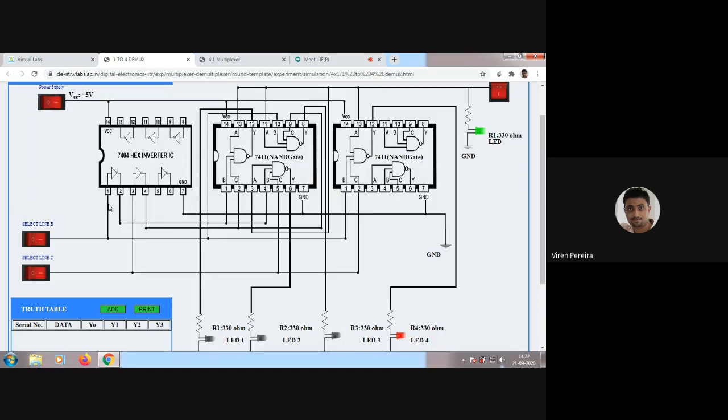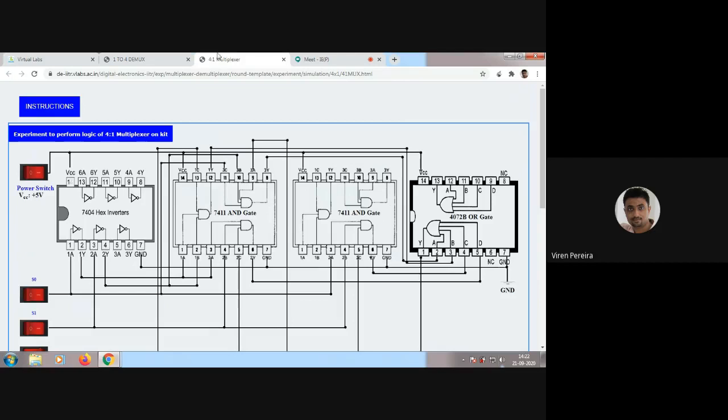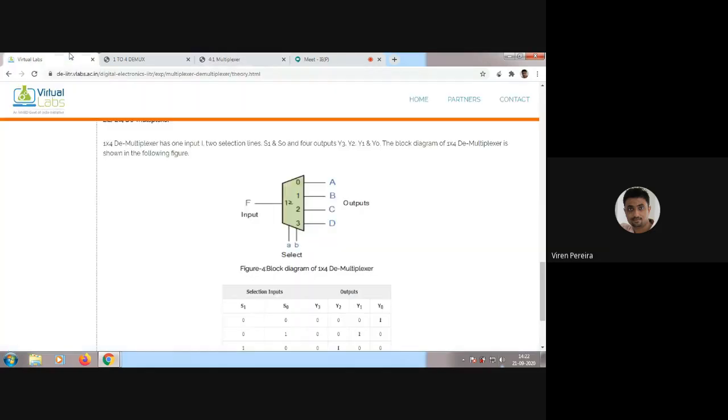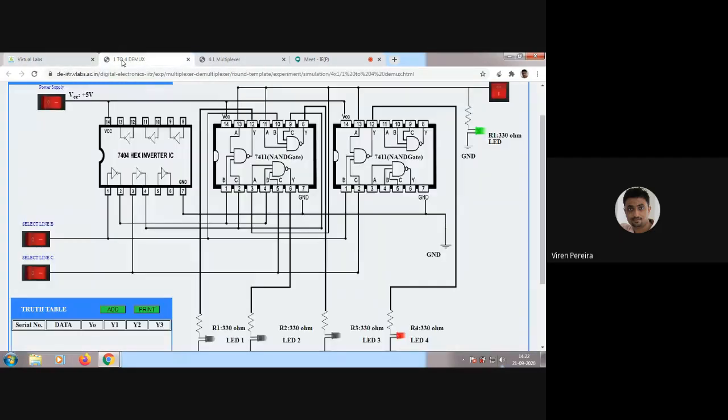Everyone clear with this? What a demultiplexer is? Yes, sir. Easy, no, guys? You are understanding? Yes, sir. Okay. So this is basically your demultiplexer circuit. So even on the circuit board, you basically have to do it in this way only. You have to connect the ICs in this way only on the circuit board as well.